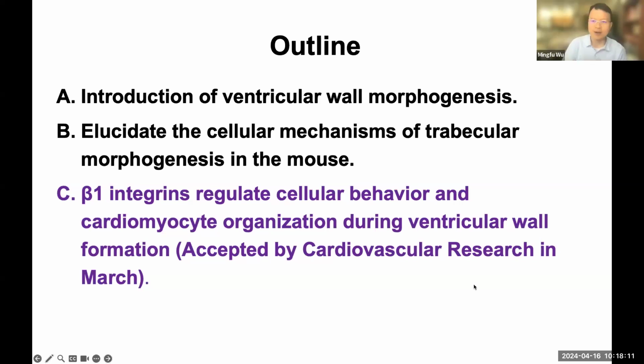Okay, so the third part, which is the one that I am going to focus on today, is that beta-1 integrins regulate cellular behavior and cardiomyocyte organization during ventricular wall formation. This story was just recently accepted by Cardiovascular Research.